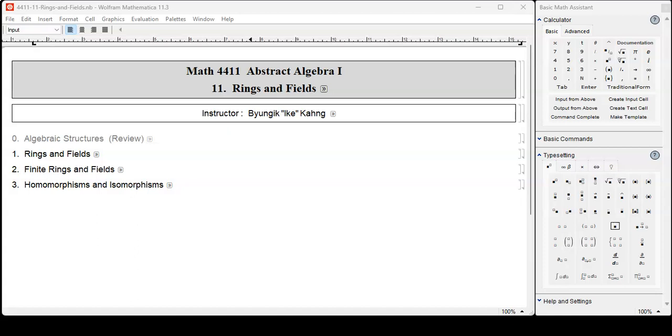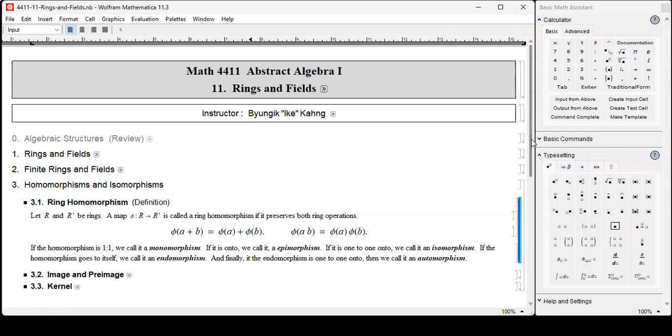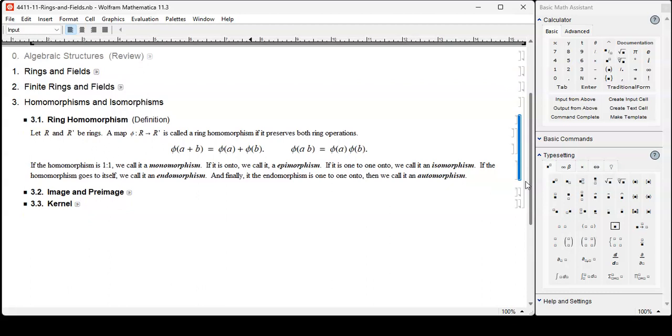Hello students, welcome back. We completed up to section 2. Now let's go to section 3, homomorphisms and isomorphisms. But it'll turn out section 3 is very simple because everything here is an analog of what we already did in group theory. First, let's define a ring homomorphism.